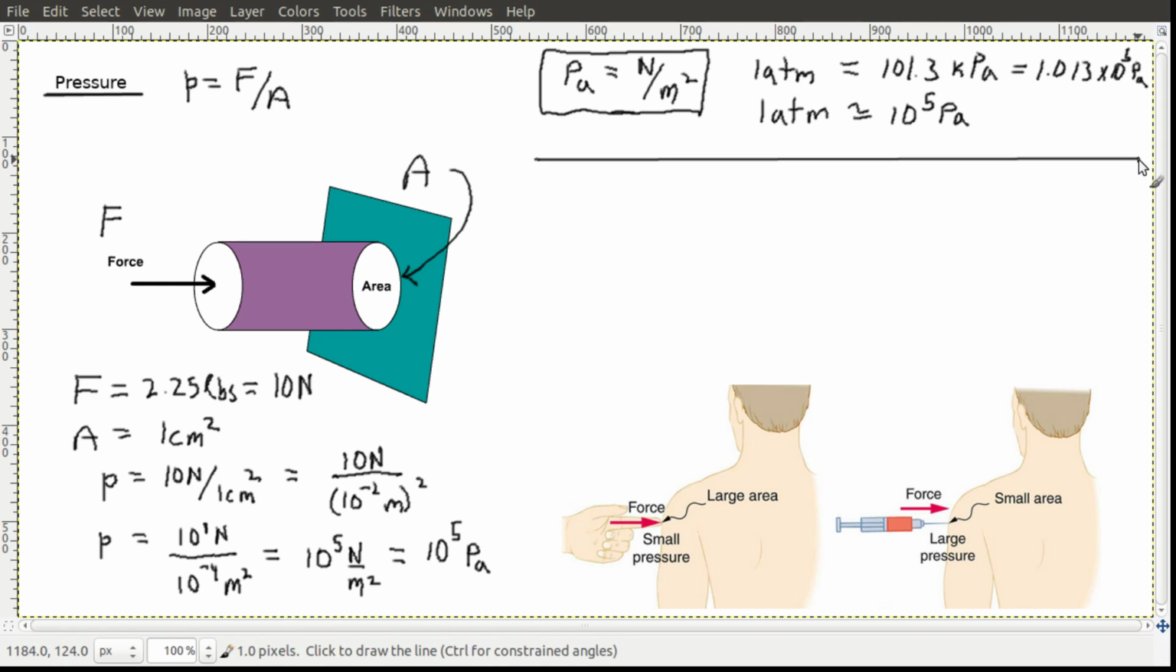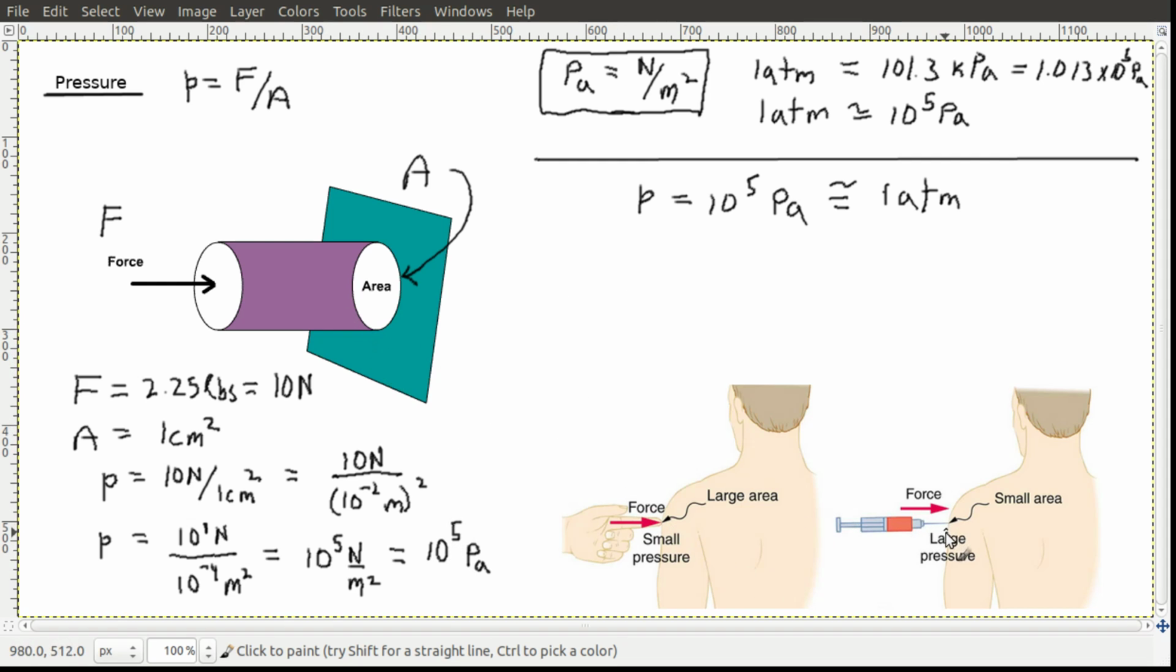So coming back over to our problem here, our pressure that we found is 10 to the 5 pascals, right? Say this finger is pushing with 2.25 pounds of force, and the area of our fingertip is a square centimeter, then that's roughly equivalent to 1 atmosphere of pressure we're putting on that guy. 1 atmosphere of pressure. Great.